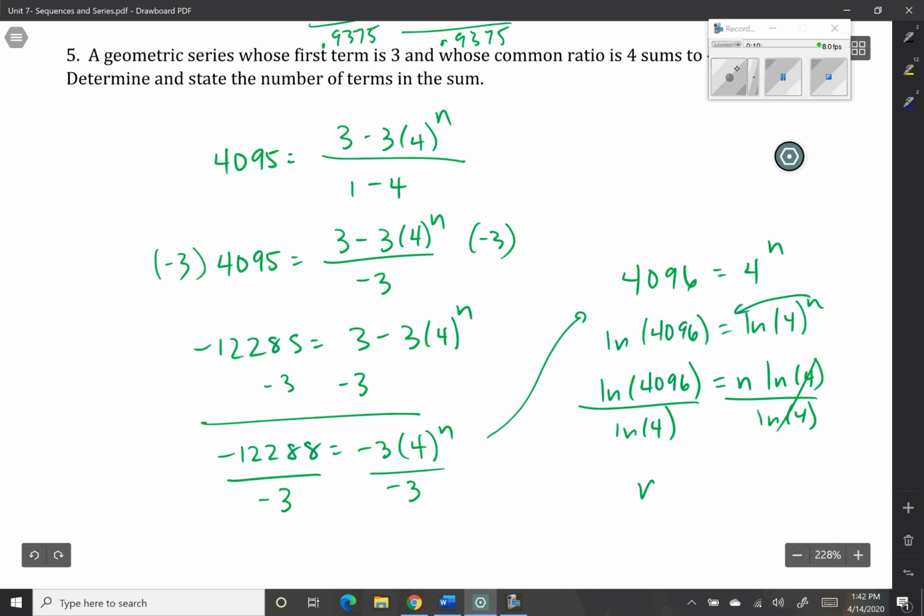And we should get our answer for the number of terms of this sequence. So if I do natural log of 4,096 divided by the natural log of 4, I get an n value of 6. So I can see that there are 6 terms in this sequence. So the nice thing about this new series formula is it can be used to find missing first terms, missing number of terms, or even the common ratio using algebra.